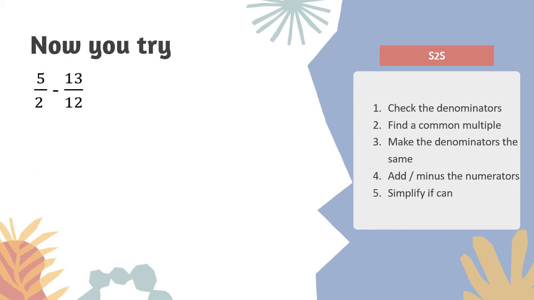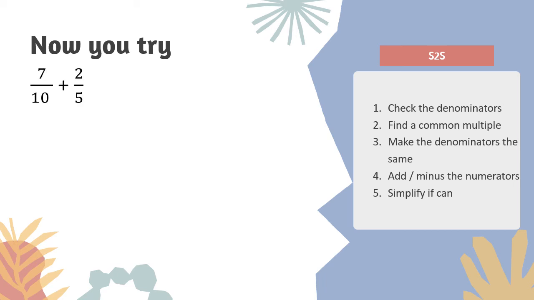Now it's time for you to try. Take a piece of paper or your mini whiteboards. Try this. 5 out of 2 minus 13 out of 12. Follow the steps slowly, one by one. Sometimes you need to change just one of the fractions, and sometimes you need to change two of the fractions, as long as the denominators are the same.